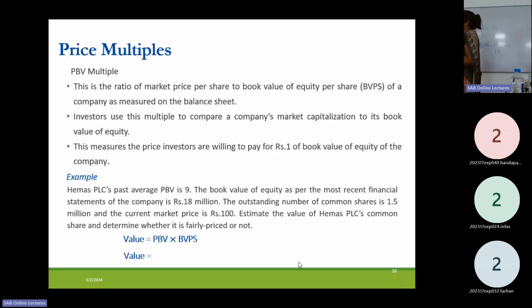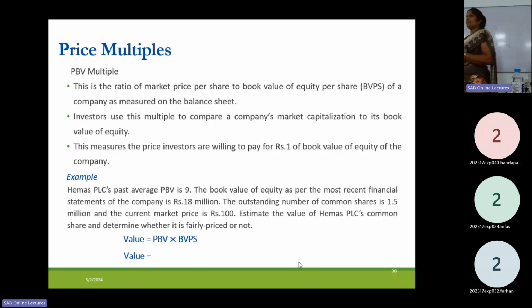So what is happening? Currently it is trading for 100 rupees per share. Now the value is 108. So is it underpriced or overpriced? Underpriced. So it is a good time for investment because currently the stock is trading at an underprice. If you are going to invest in Hemas PLC, this is a good time. You can invest because underpricing is in the market.